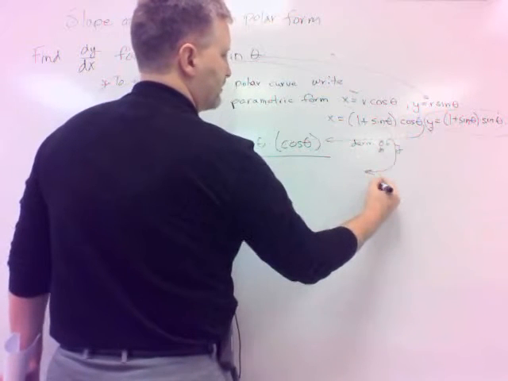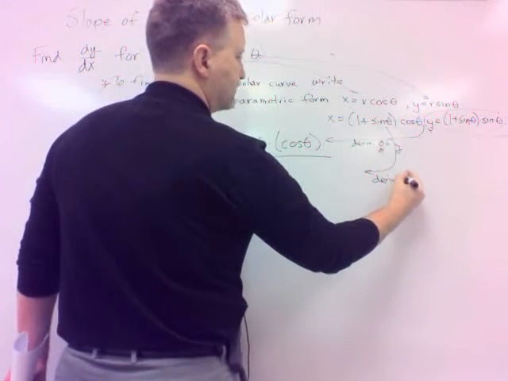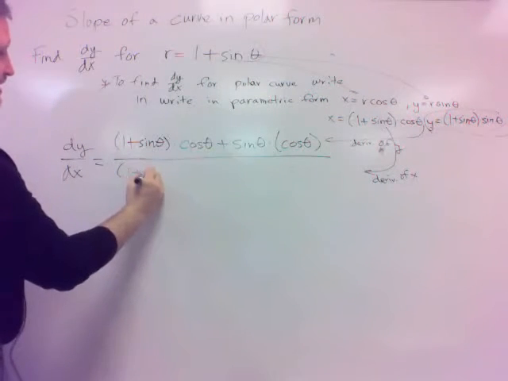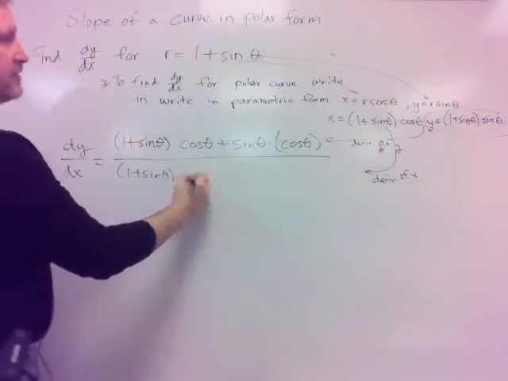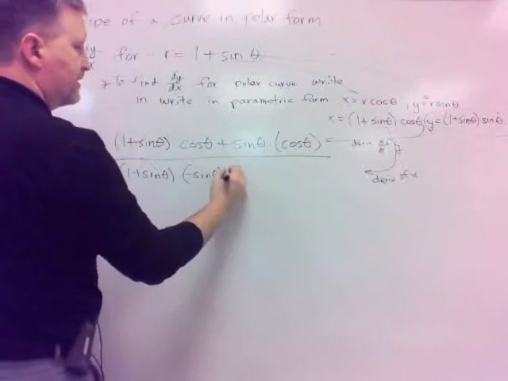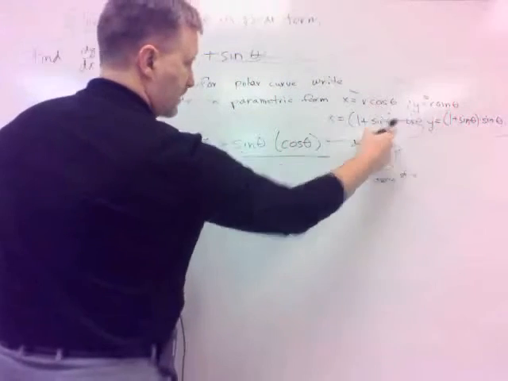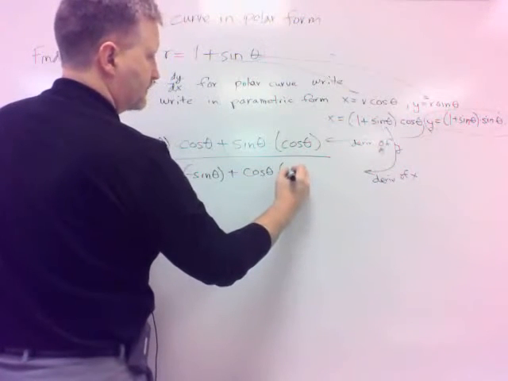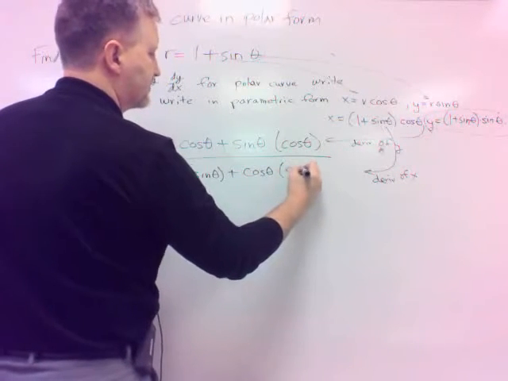And then on the bottom we're going to do the derivative of the x equation. So that would be 1 plus sine theta times the derivative of cosine, which is minus sine, plus the cosine times the derivative of 1 plus sine, which is cosine.